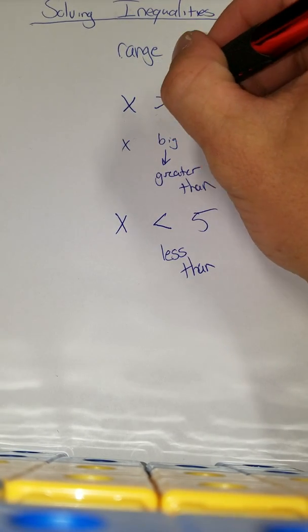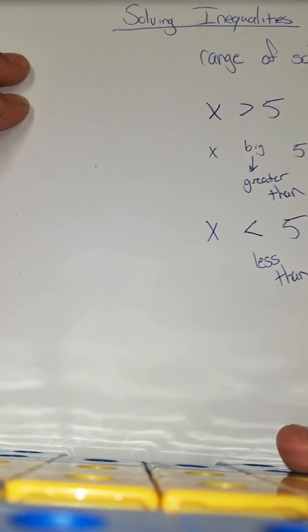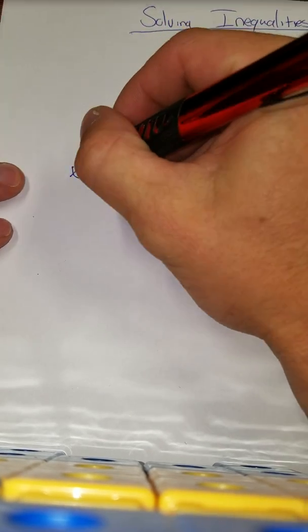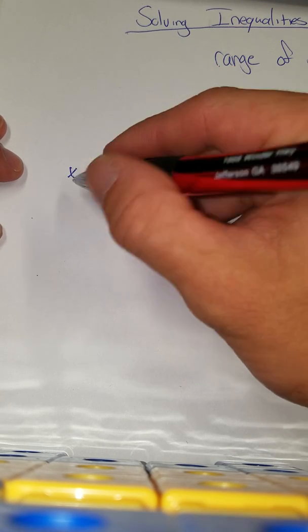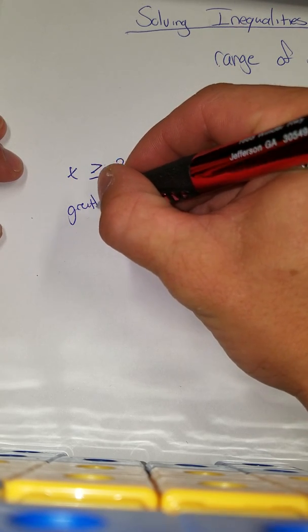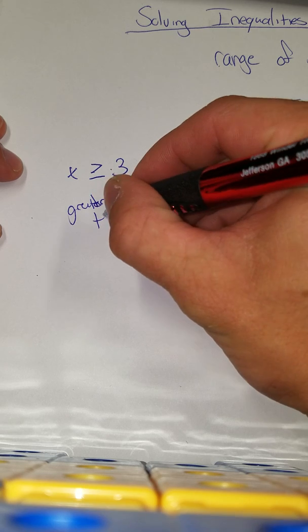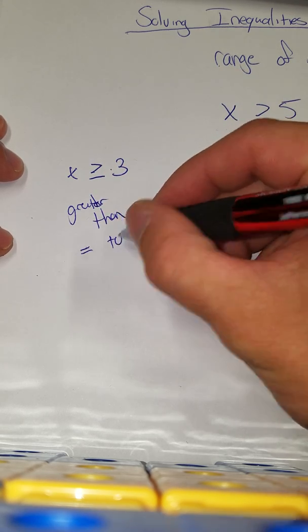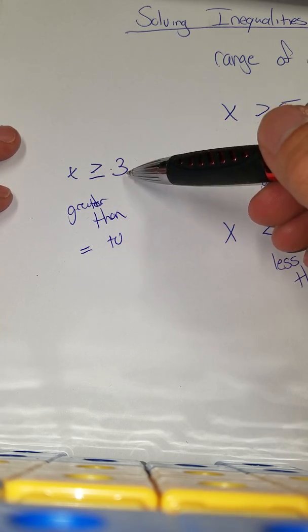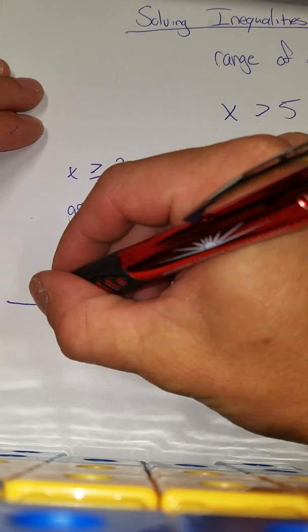If it has a line under it, so let's say we have x ≥ 3, so x big side, so that means greater than. The line underneath it means equal to. So that means we can have 3 or we can have greater than 3.